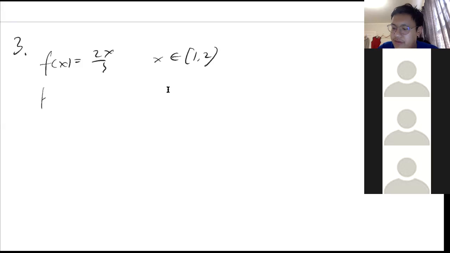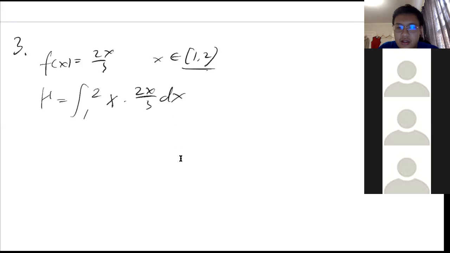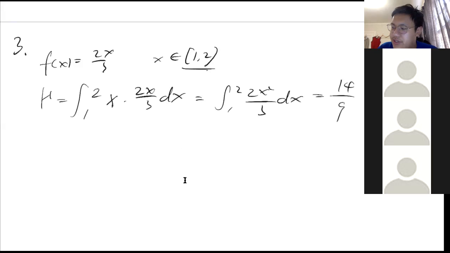So again, to find the variance, we find mu first. Mu is the integral from 1 to 2, that's the range where x is non-zero, of x times f(x) dx. I'm just writing it directly instead of writing multiple steps. So that's just calculating the integration of 2x squared over 3 dx, and the result is 14 over 9.